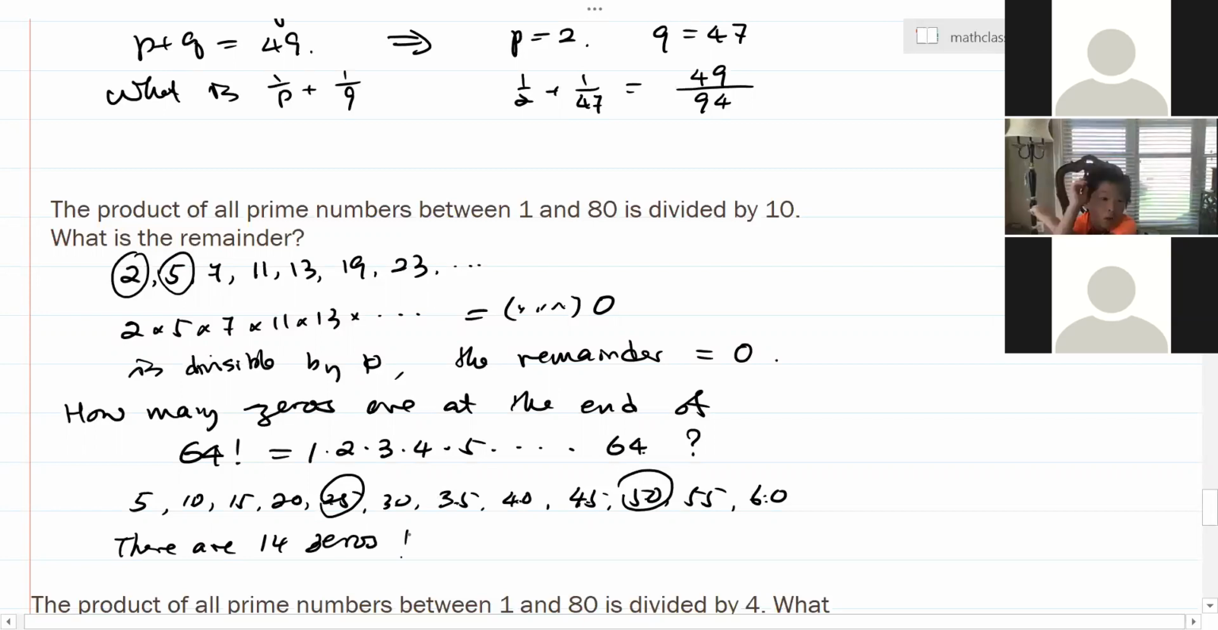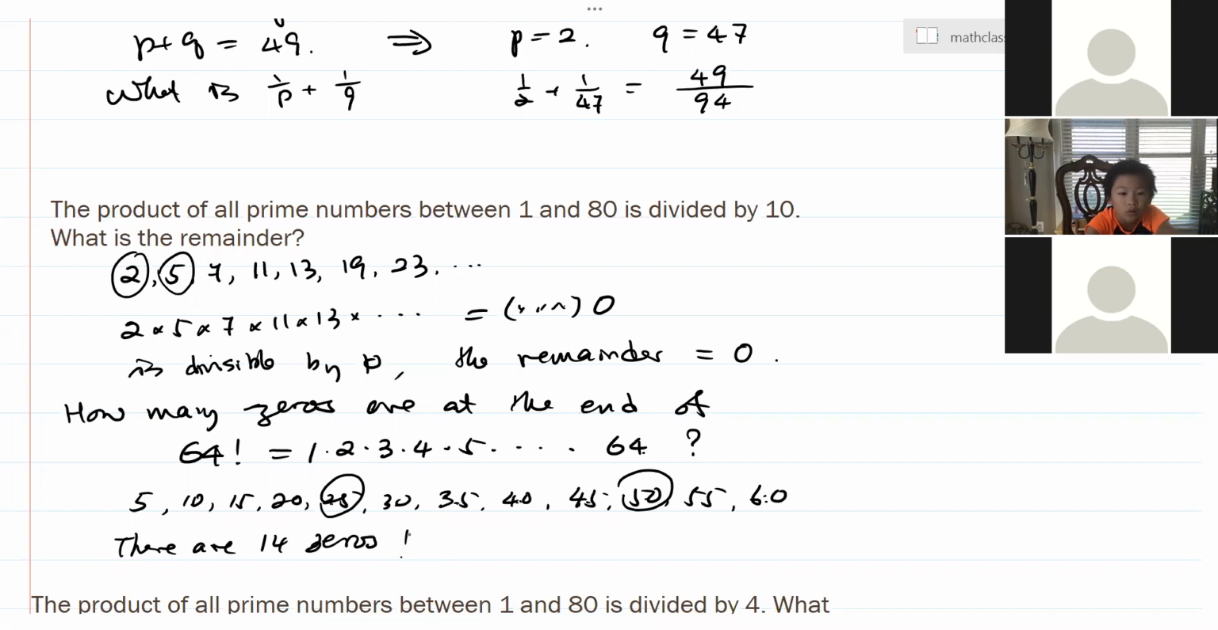And just having a factor of 5 is not enough. You should have plenty of 2s there. Between any two 5s, there are plenty of 2s, like between 25 and 35. You have lots of even numbers there, and every even number contains a factor 2. So you have 14 5s, and then more than 14 2s.